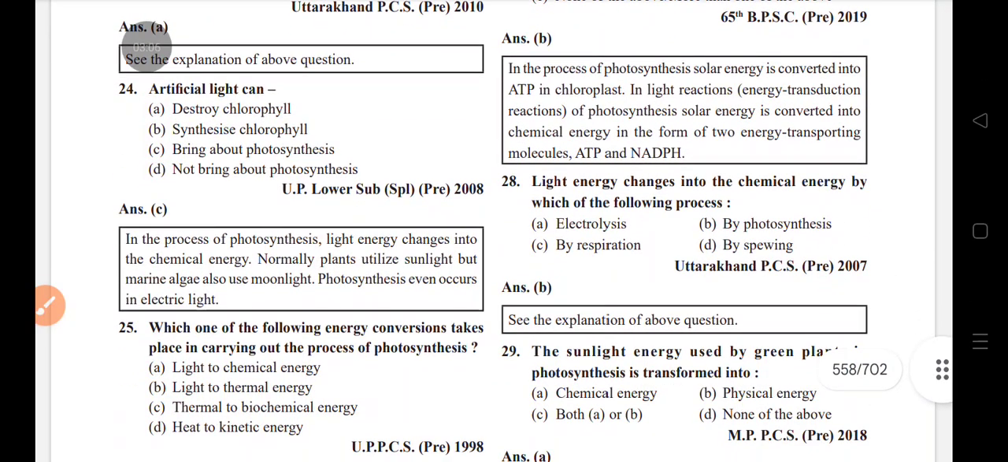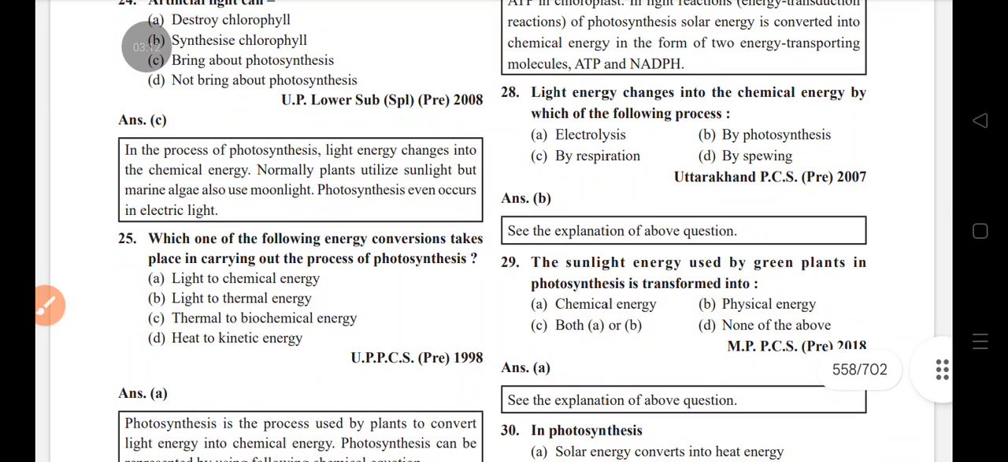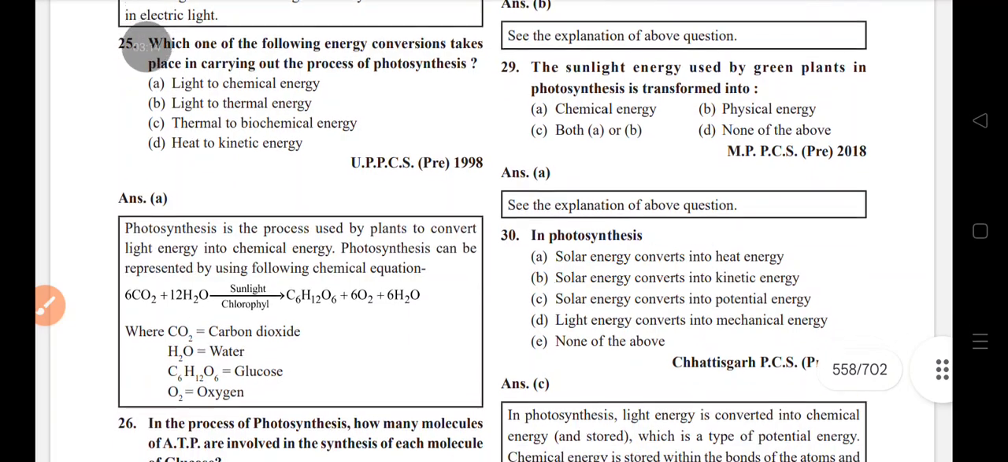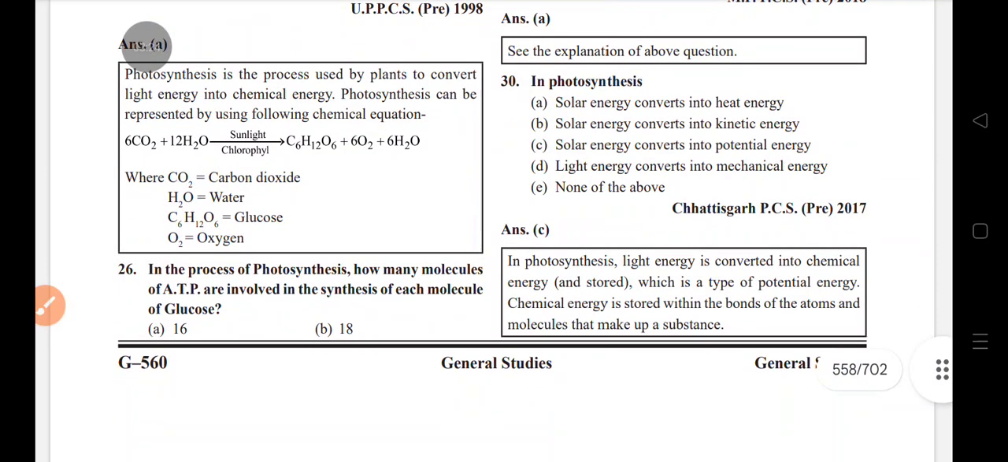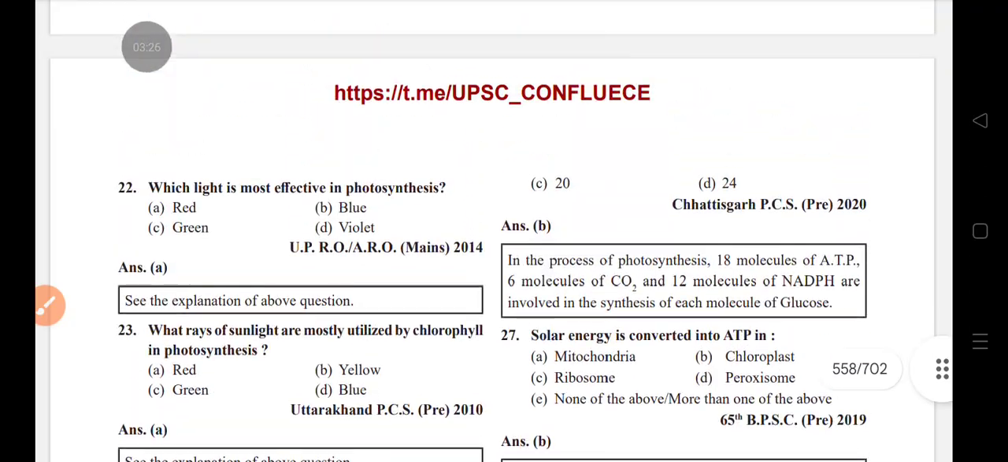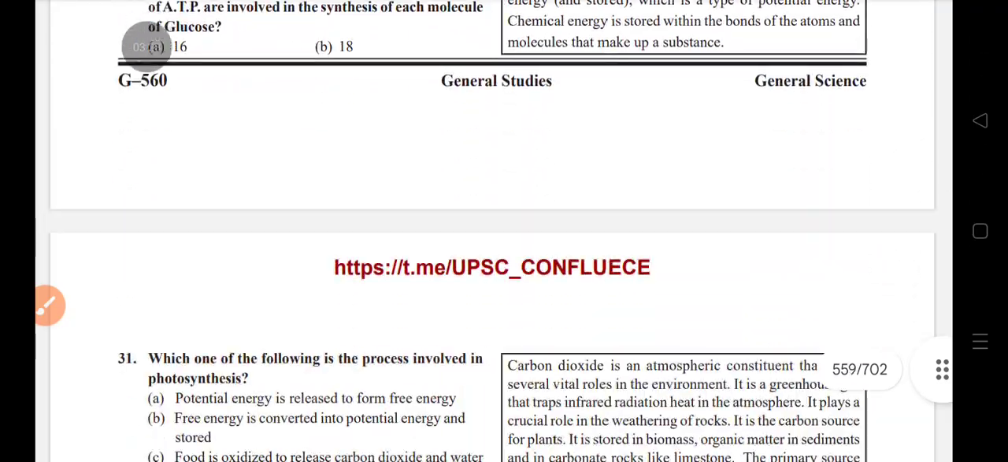Which of the following energy conversions takes place in carrying out the process of photosynthesis? Light to chemical energy. In the process of photosynthesis, how many molecules of ATP are involved in the synthesis of each molecule of glucose? 18.